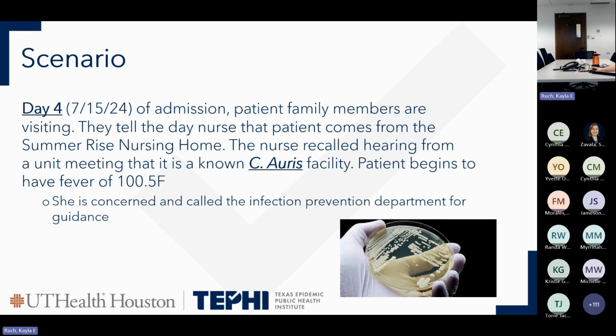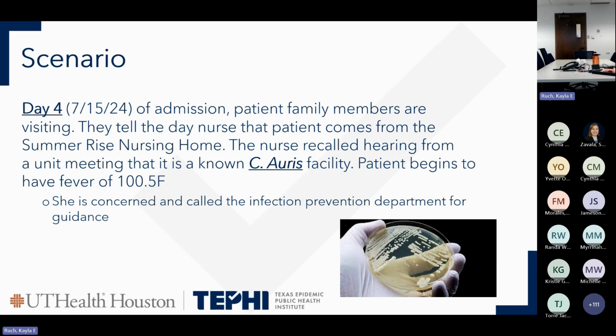Okay, day 4 of admission. Patient's family members are visiting. So they have visitors and they are chatting with the primary nurse, and it becomes aware that the patient's family member mentions that they are a resident of a skilled nursing home called Sunrise Nursing Home. And that name the nurse recalls from a previous unit meeting, which is a known C.